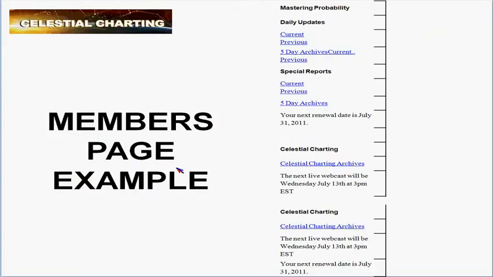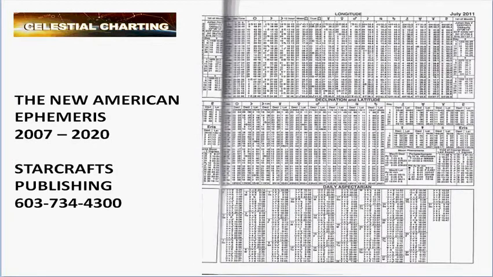You can go review the last celestial charting archives that we've done. This is the third one. And the link goes live the day of, in about the afternoon, in order to be able to enter the webcast. This, folks, is a copy of the New American Ephemeris. It's 2007 to 2020. Starcrafts Publishing is the company that produces it.